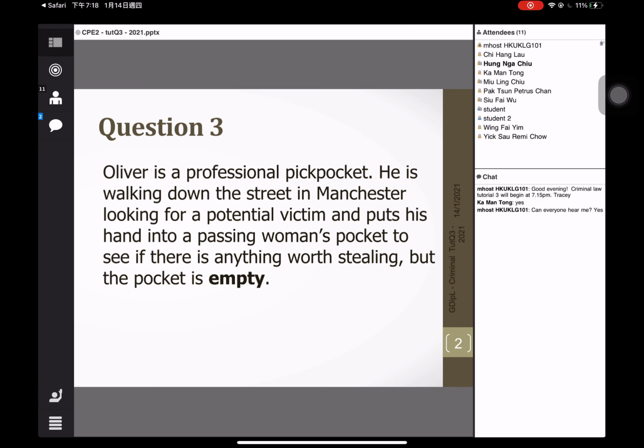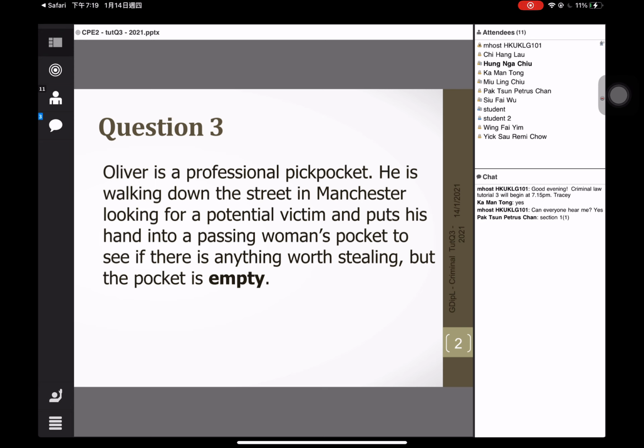So considerations of theft. So if Oliver is charged with theft, which section number would apply? So he's charged with theft contrary to which section number of the Theft Act 1968? Which section number is the definition section of the Theft Act 1968? Okay, yeah, section 1.1, very good.